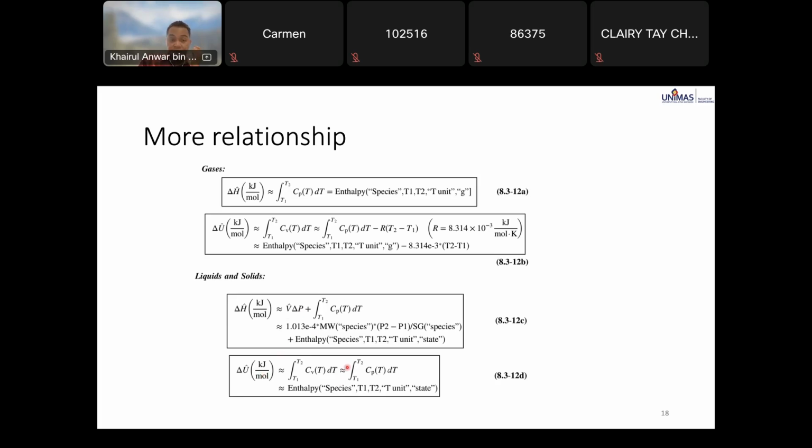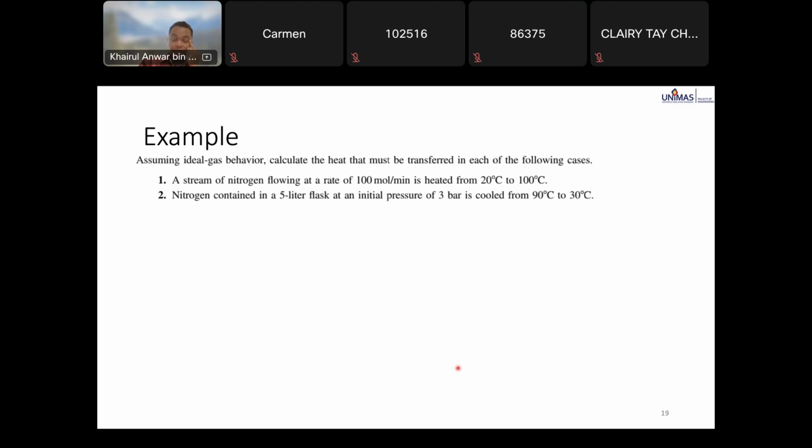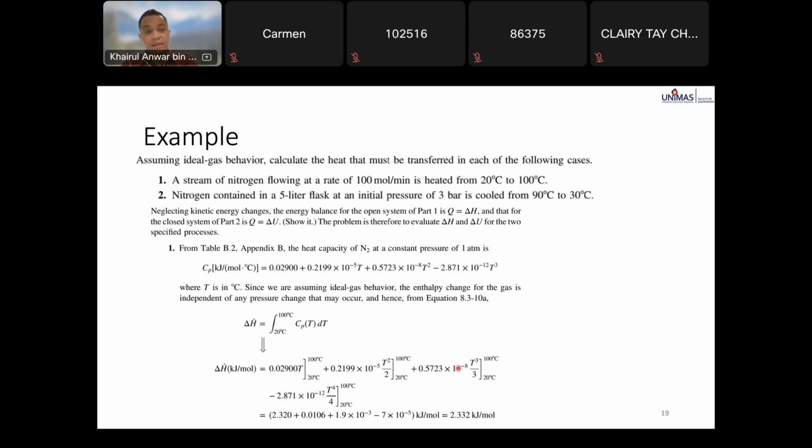For delta U, for example, assuming ideal gas behavior. So it's a gas problem. Calculate the heat that must be transferred in each of the following cases. A stream of nitrogen flowing at a rate of 100 mol per minute is heated from 20 to 100 degrees C.